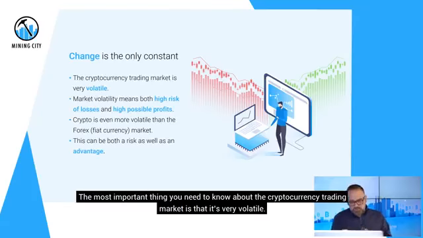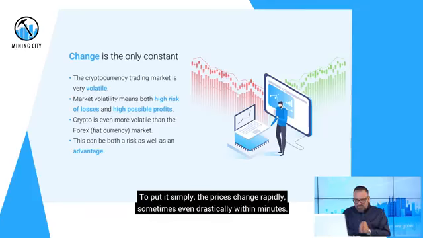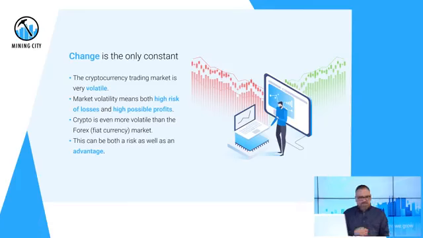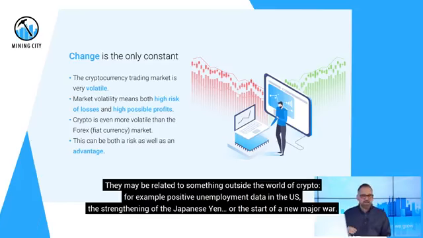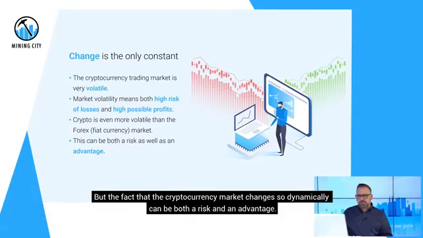The most important thing that you need to know about the cryptocurrency trading market is that it is very volatile. To put it in simple terms, the prices change rapidly, sometimes even drastically and within minutes. And they may be related to something outside of the world of crypto. For example, positive unemployment data in the US, or the strengthening of the Japanese yen, or, God forbid, the start of a major world conflict.